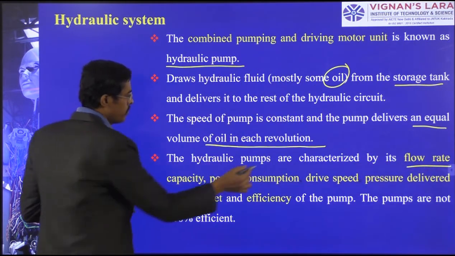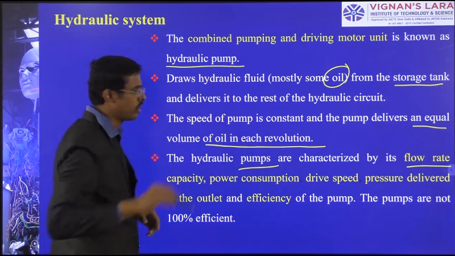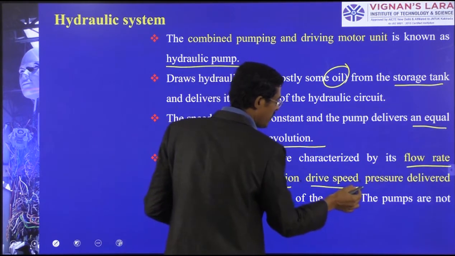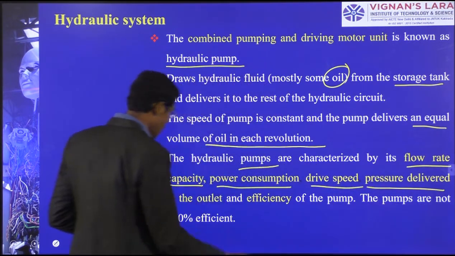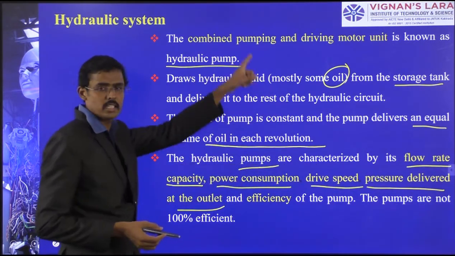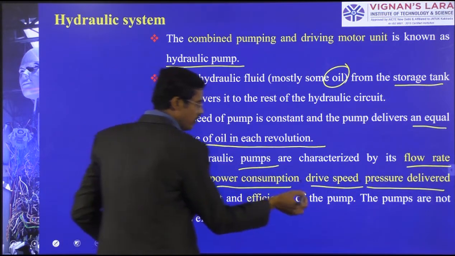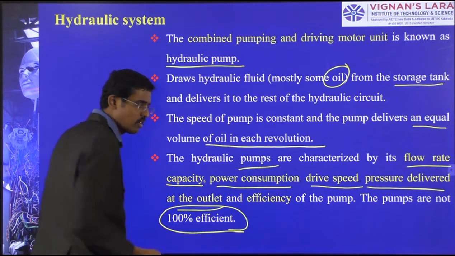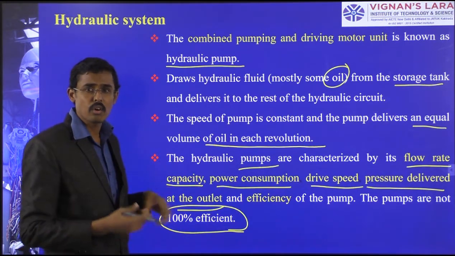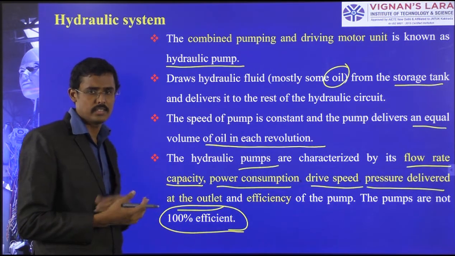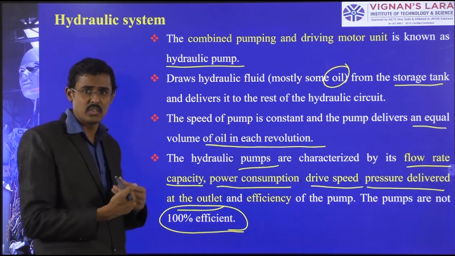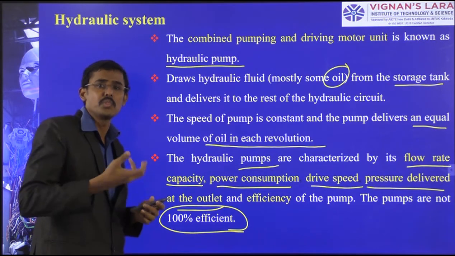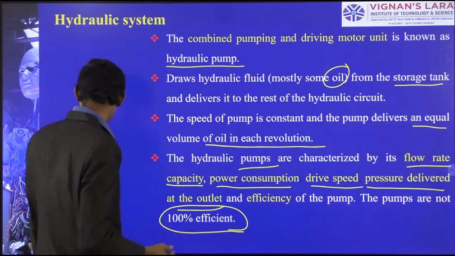Now you see, the hydraulic pumps are characterized by their flow rate. We are talking about the pump. It is characterized by the flow rate capacity, power consumption, drive speed and pressure delivered at the outlet. But we are told it is constant. And the pumps are not 100% efficient. It should give constant delivery, but it is not that much. The efficiency has been reduced due to the volume or density of the fluid, whatever it is which we are taking. Therefore, the efficiency also gets reduced.